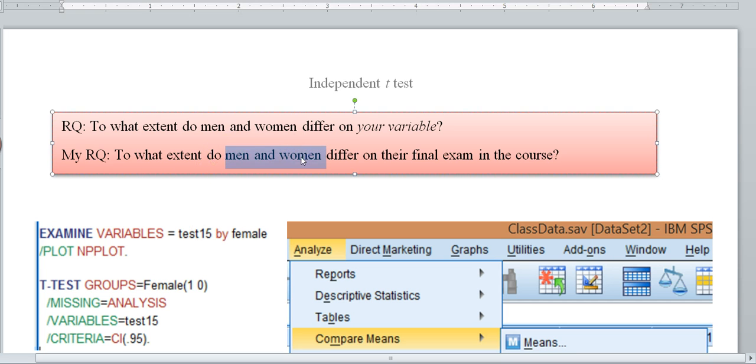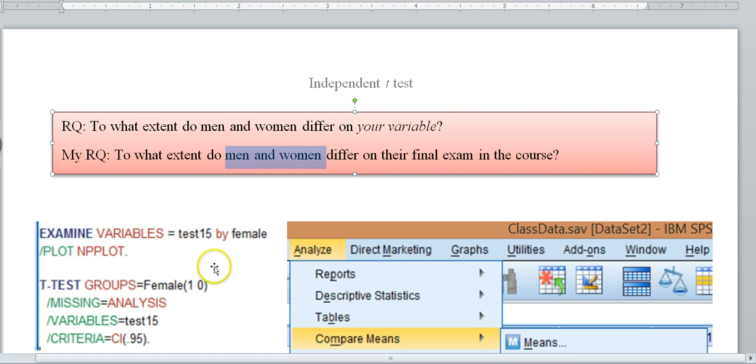Now, notice that we are in the independent T. We have one grouping variable, which in this case is called female, indicating that women are coded as a 1 and men are coded as 0. So there's one grouping variable and two levels, and only two levels of that grouping variable. So we have men and women. And our dependent variable is Test 15 for me.